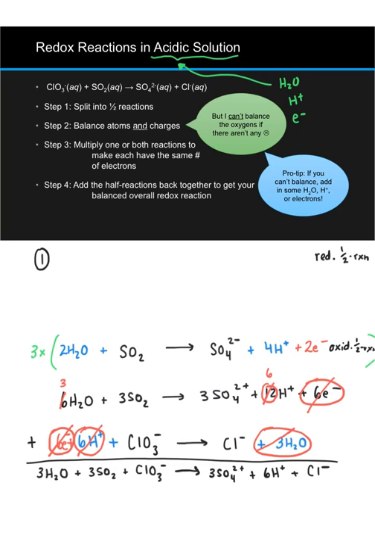This is the balanced redox reaction that shows us how this skeleton reaction, a reaction containing just an oxidizing agent and reducing agent, is balanced in acidic solution. This is our ultimate balanced equation. Let's do some more examples of balancing reactions.